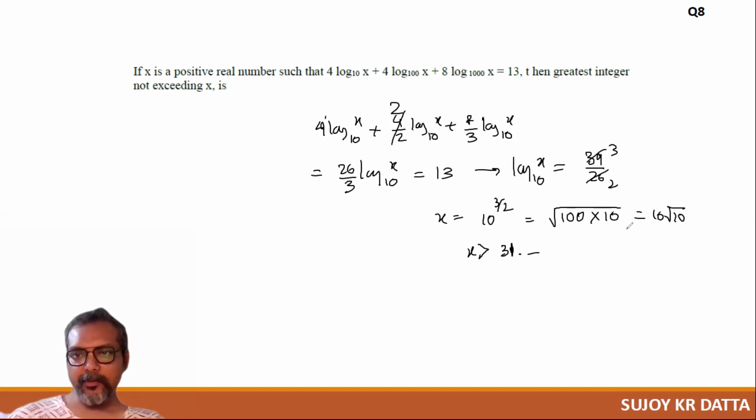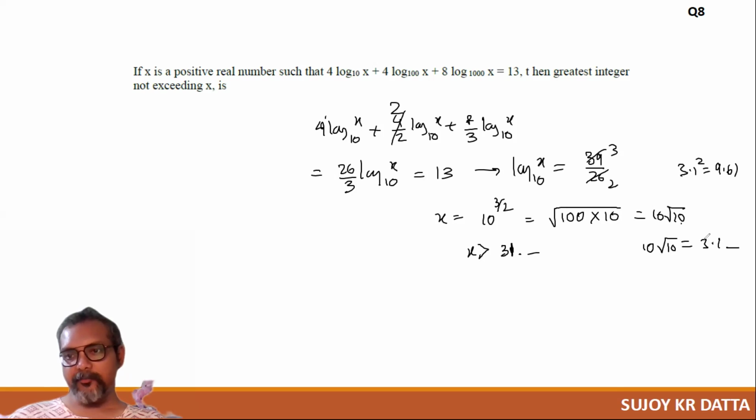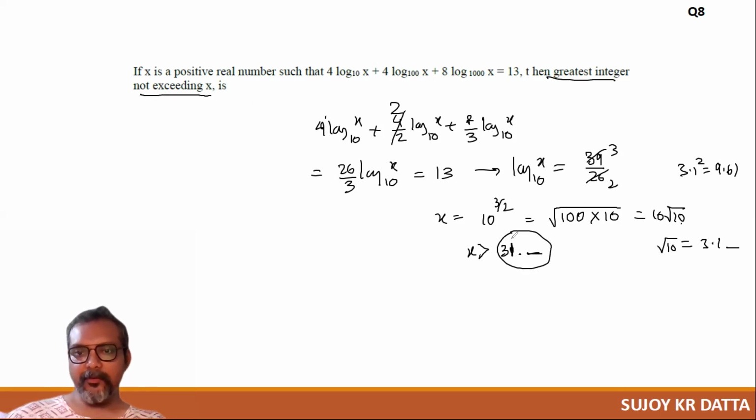In fact, 31 point something, because root over 10 is greater than 3.1. 3.1 square is 9.61 and it's 10 here. So root over 10 is 3.1 something. That means 10 times root over 10 would be 3.1 times 10, so that would become 31 point something. So x would be greater than 31 point something. They are saying the greatest integer not exceeding x, means we need to remain less than 31 point something. So we can just write it as x is equal to 31 point something. So the required answer is 31. That's our answer. Let's go to the next question.